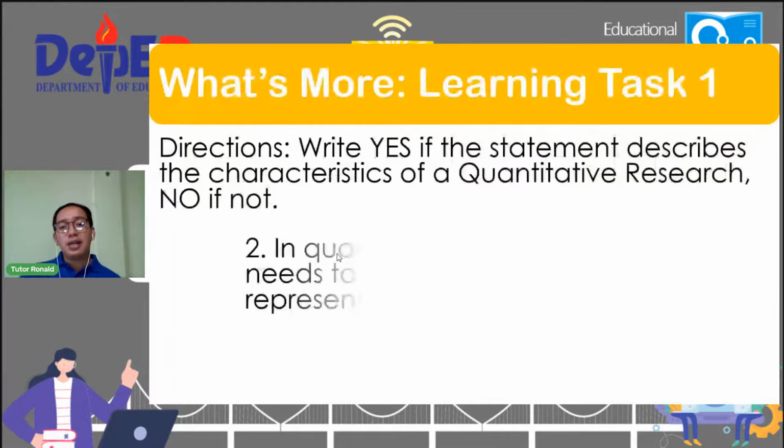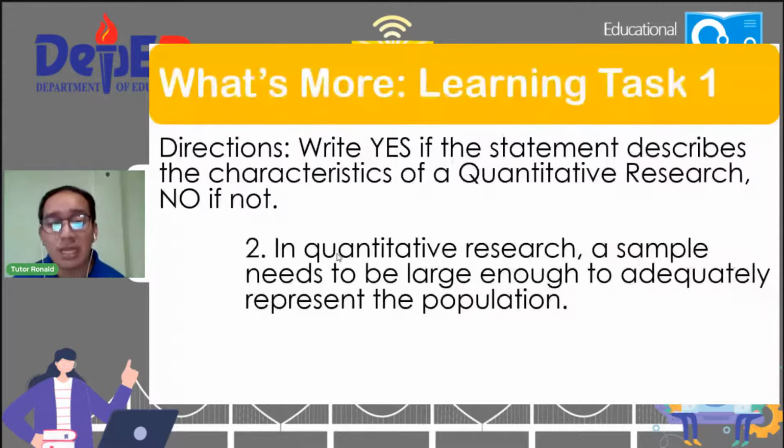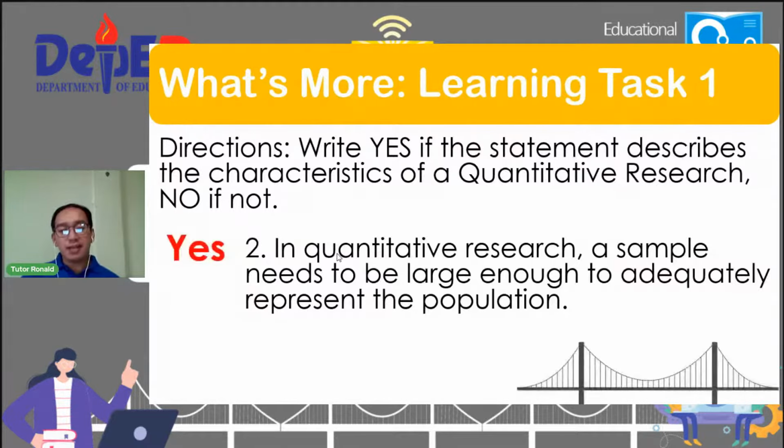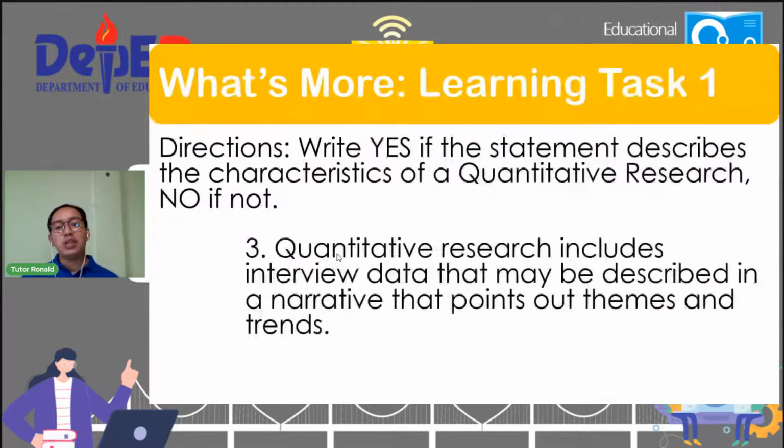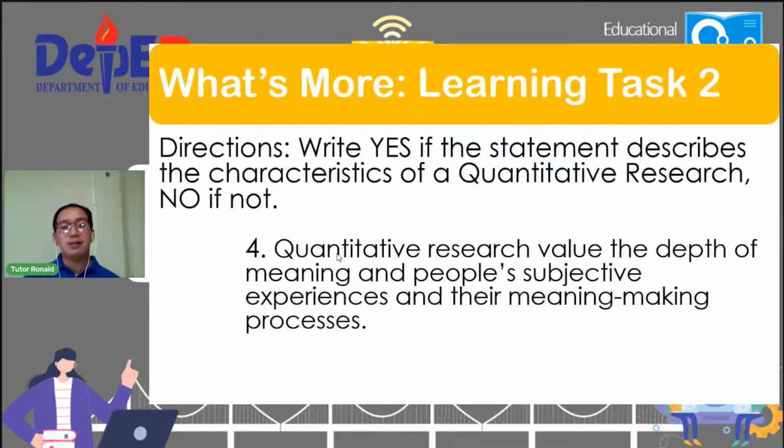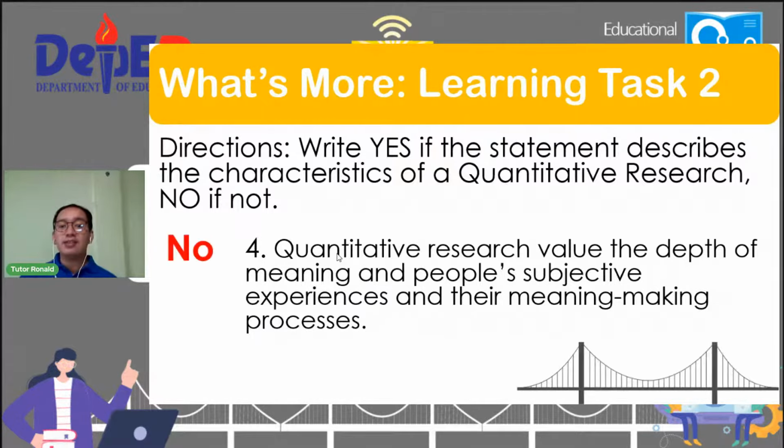Next, number 2. In quantitative research, a sample needs to be large enough to adequately represent the population. Is it a characteristic? Just type in yes or no. Sige. Ang tamang sagot ay yes. Next. Quantitative research includes interview data that may be described in a narrative that points out themes and trends. Did I discuss this earlier? Did it mention about themes and trends in quantitative research as a characteristic? So no. And the last number, quantitative research values the depth of meaning and people's subjective experiences and their meaning-making processes. So the answer is no.